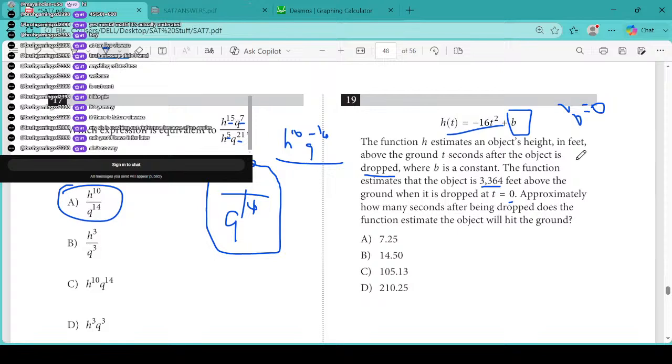Let me just explain. When you drop an object, the physics formula would be like negative gt squared. There's a constant before gt squared, I forgot. Anyways, I think it's 1/2 gt squared plus v0t, which is the velocity, plus h0, which is the height. Because v0 is equal to 0, it's just this and this. This is the height. So b is the height.